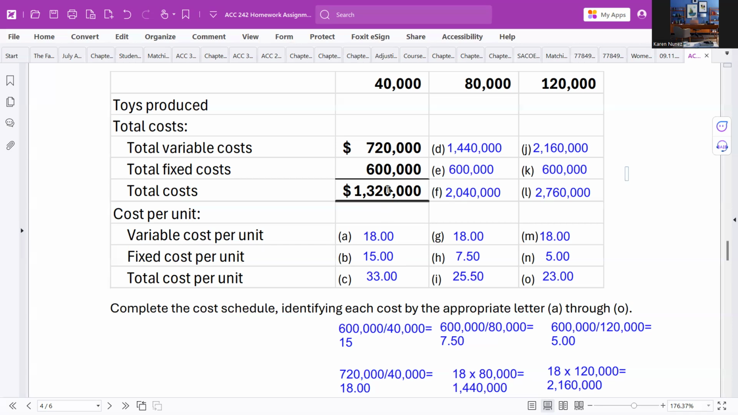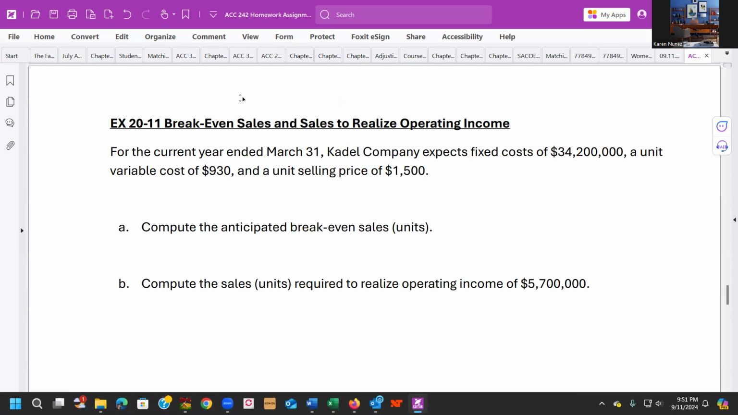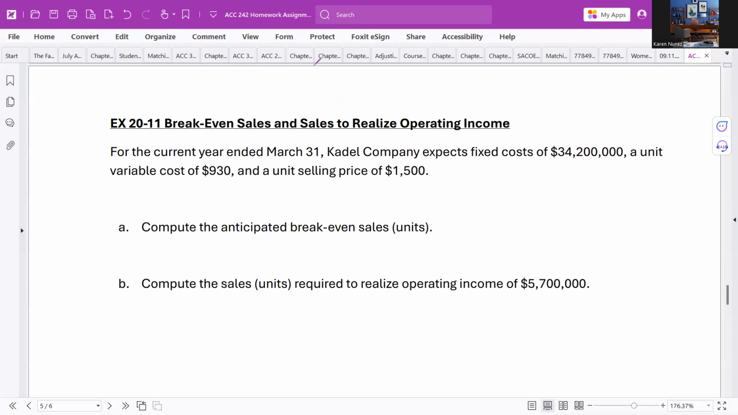So that's a little bit on cost behavior. And let's go back to our tools. Now, in the next exercise, exercise 20-11, we're back to break even and target profit. So we have some assumptions here. Let me identify what we are assuming.